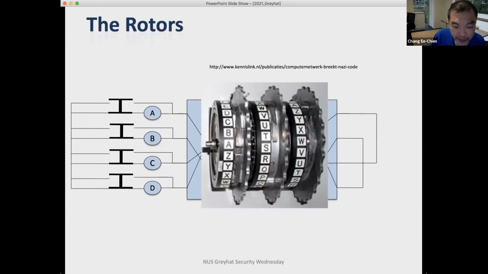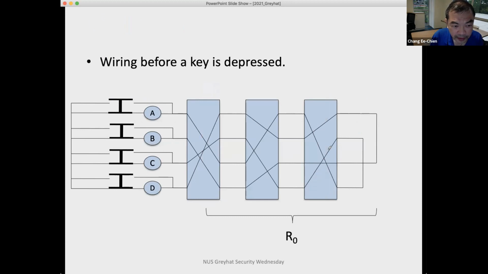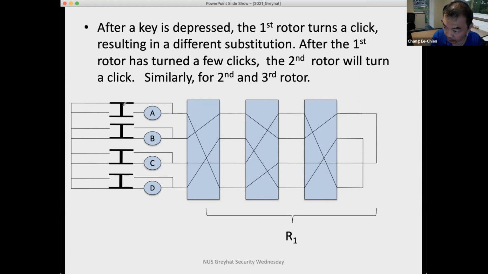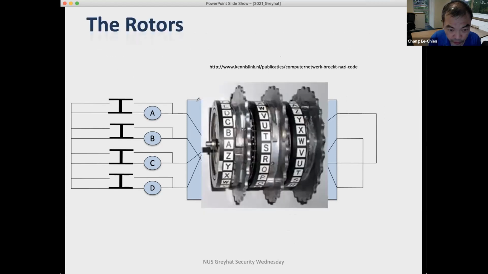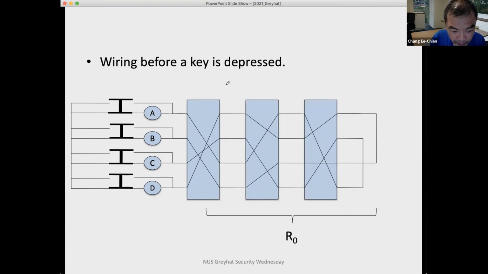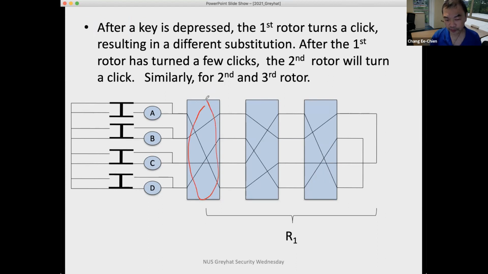Using mechanical parts, there's a rotor. This is a three-rotor machine, right? When a key is depressed, through the mechanical design, one of the rotors rotates one click. See the picture of the rotor. When it's pressed, this rotor will rotate one click. When you rotate one click, the wiring configuration changes, so it changes to a different substitution table. Okay, so now I have a different substitution table.